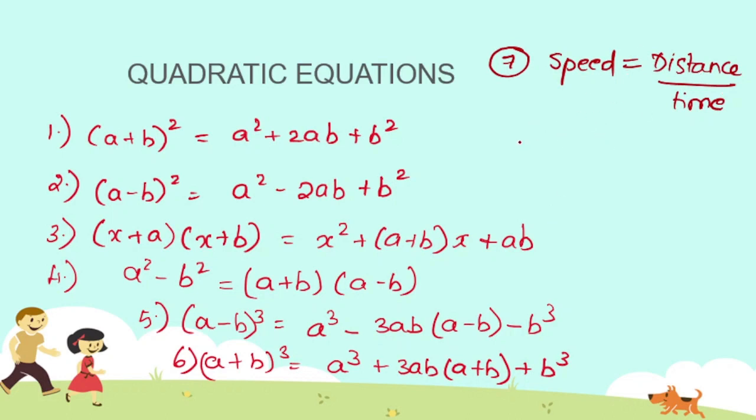Okay, there also you will use this formula, right? You can interchange and write this: speed is equal to distance by time. You can also interchange and write distance is equal to speed into time. Like this, distance is equal to speed into time. Like this also you can interchange and write this formula.